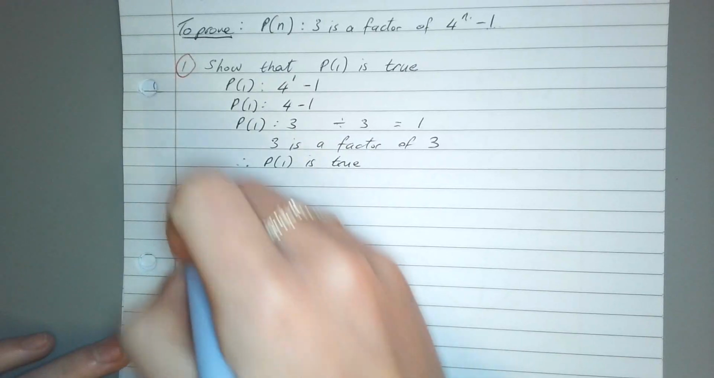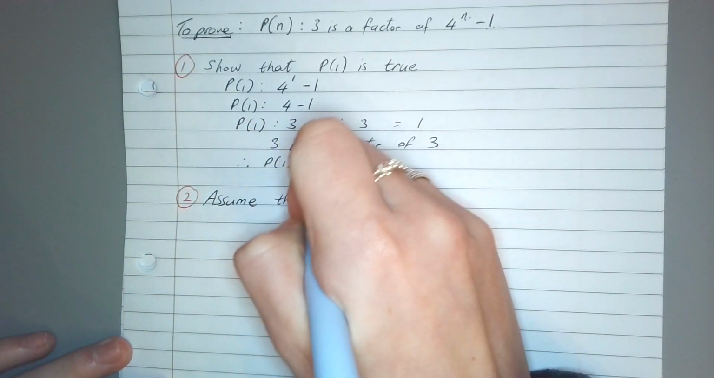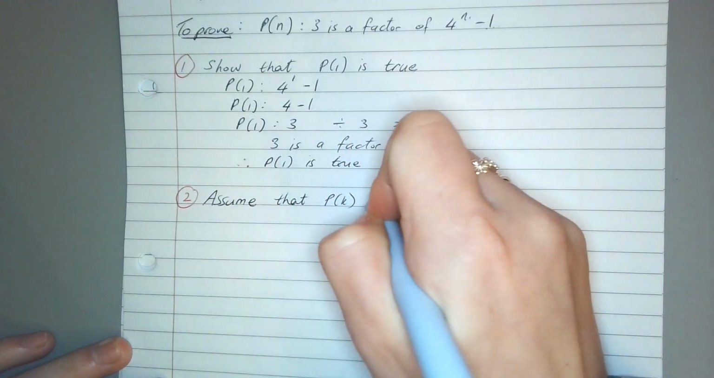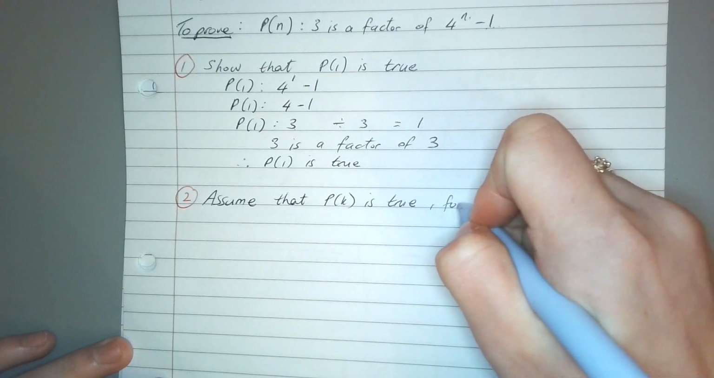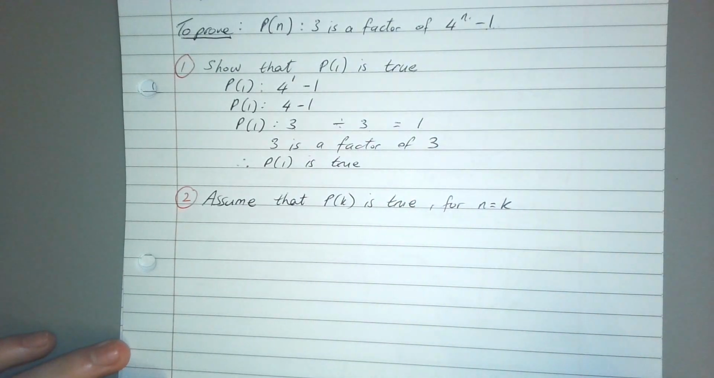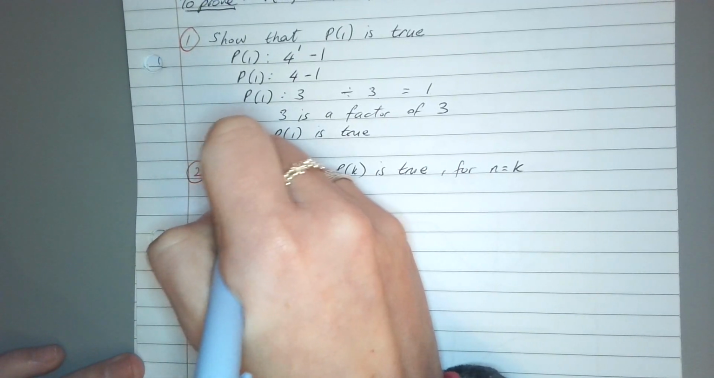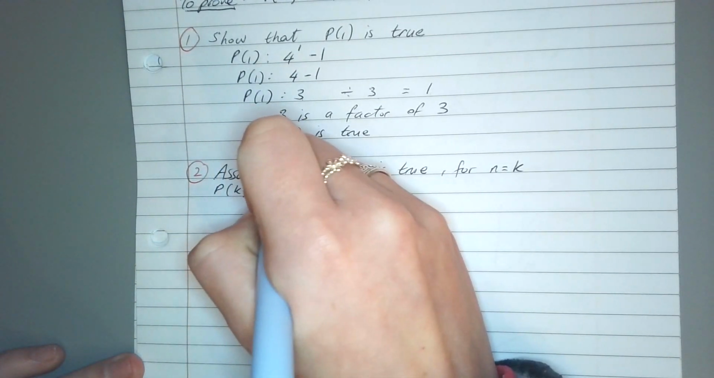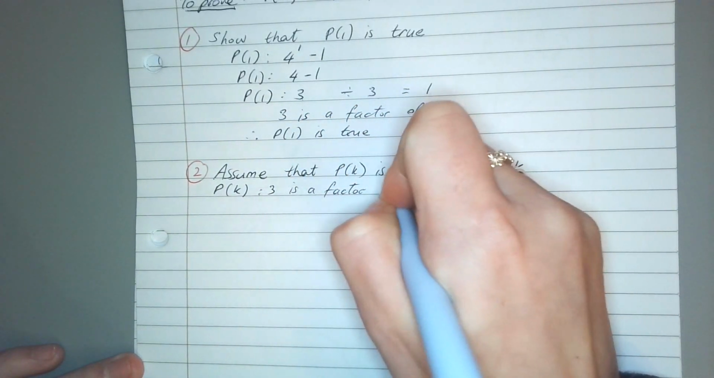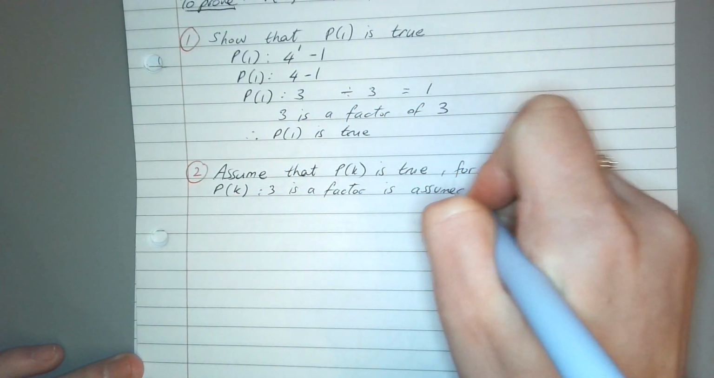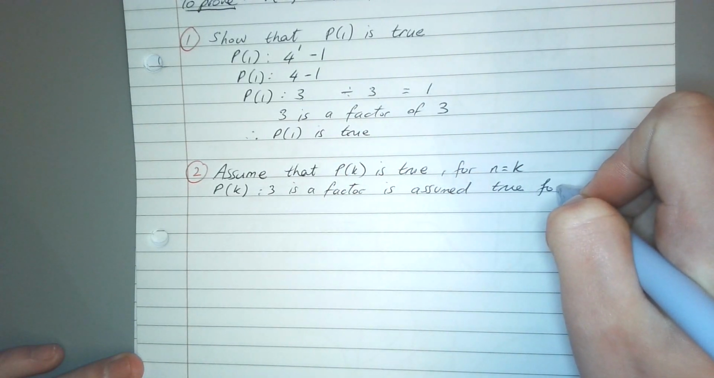Okay, so assume that proposition k is true. We could say for n is k, so we'll shorten that down from before. For n is k, and we're saying proposition k, 3 is a factor, is assumed true for n is k.